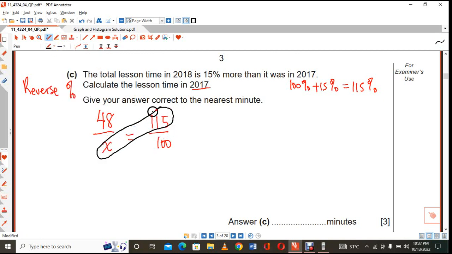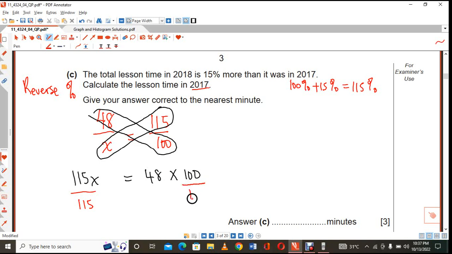I'll also show you where the idea of the reverse percentage comes from. So that's 115x equals 48 times 100. Then you divide throughout by 115, and if you divide here by 115, this is where the reverse percentage comes in. Grab your calculator and you'll get an answer of about 41.739 and so on minutes. But the question says you must give your answer to the nearest minute, so to the nearest minute it becomes 42.